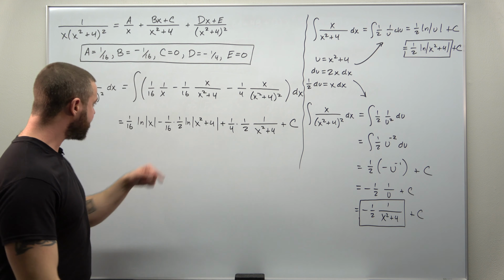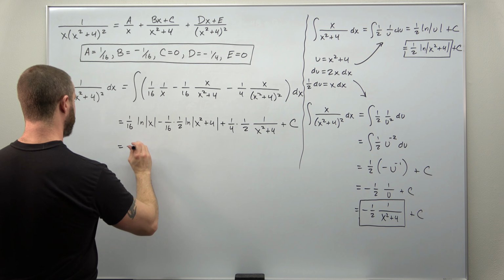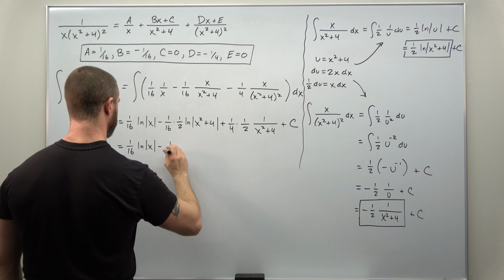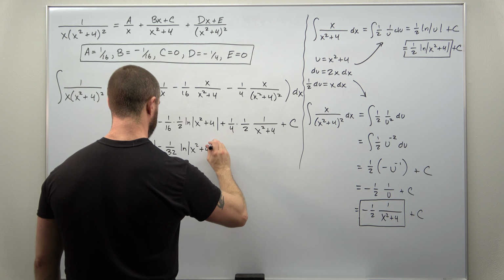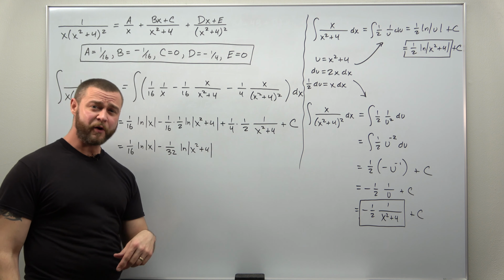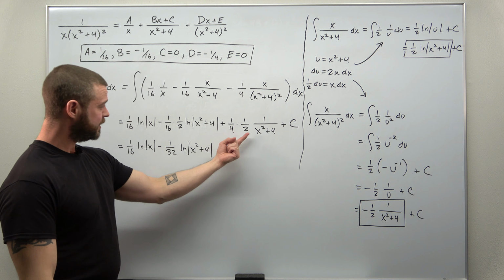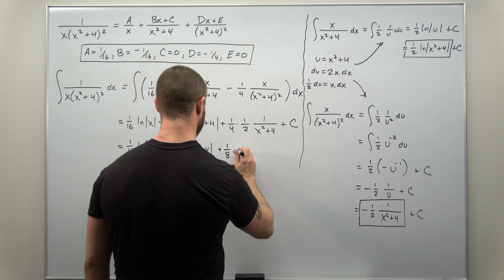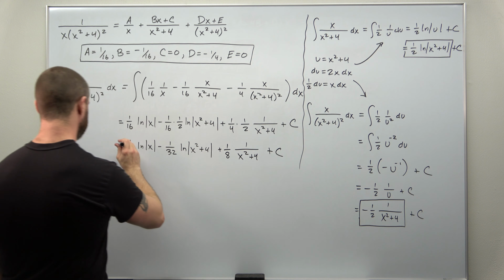All right, and if you clean up your fractions here, looks like we can go ahead and replace this part here with 1 over 32. So minus 1 over 32, natural log of x squared plus 4. And geez, basic math. I get so focused on all the calculus and integrating, sometimes I forget the basic stuff. Looks like we get 1/8, 1 over x squared plus 4 plus c.